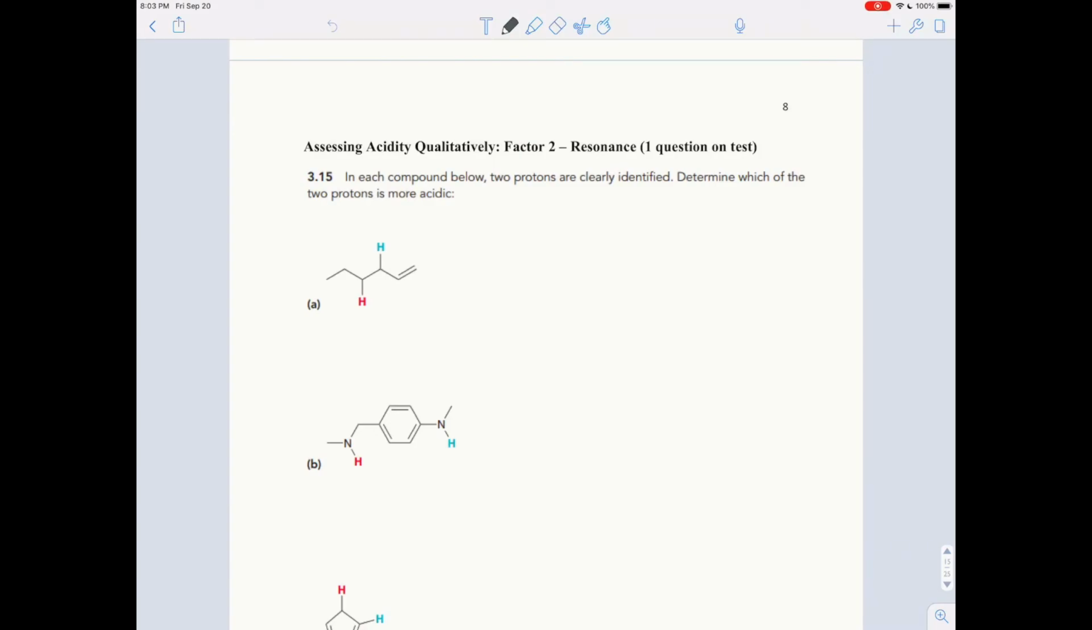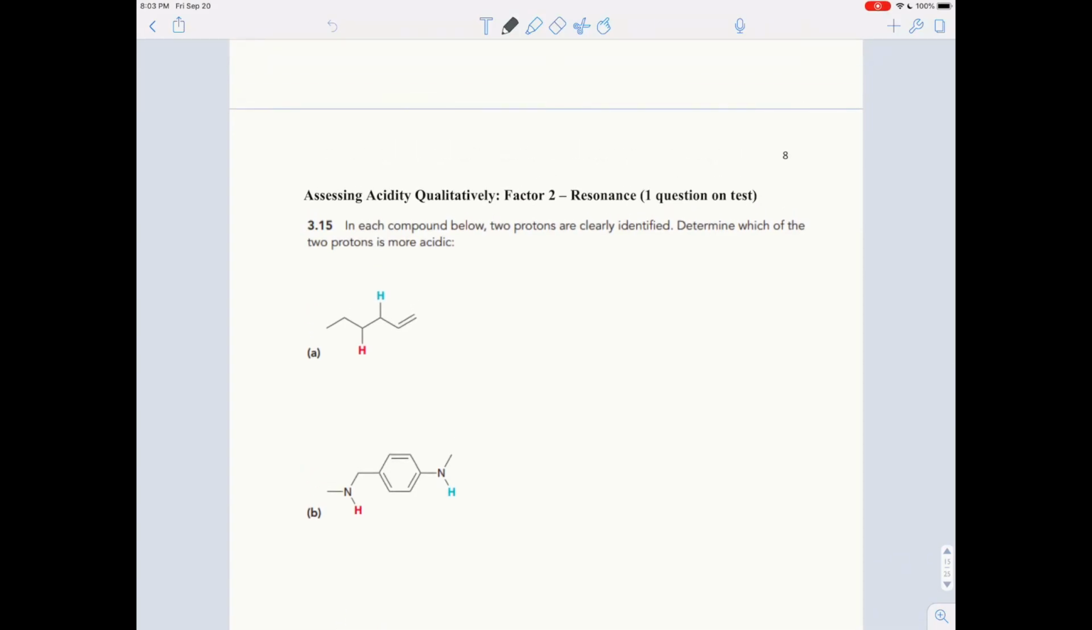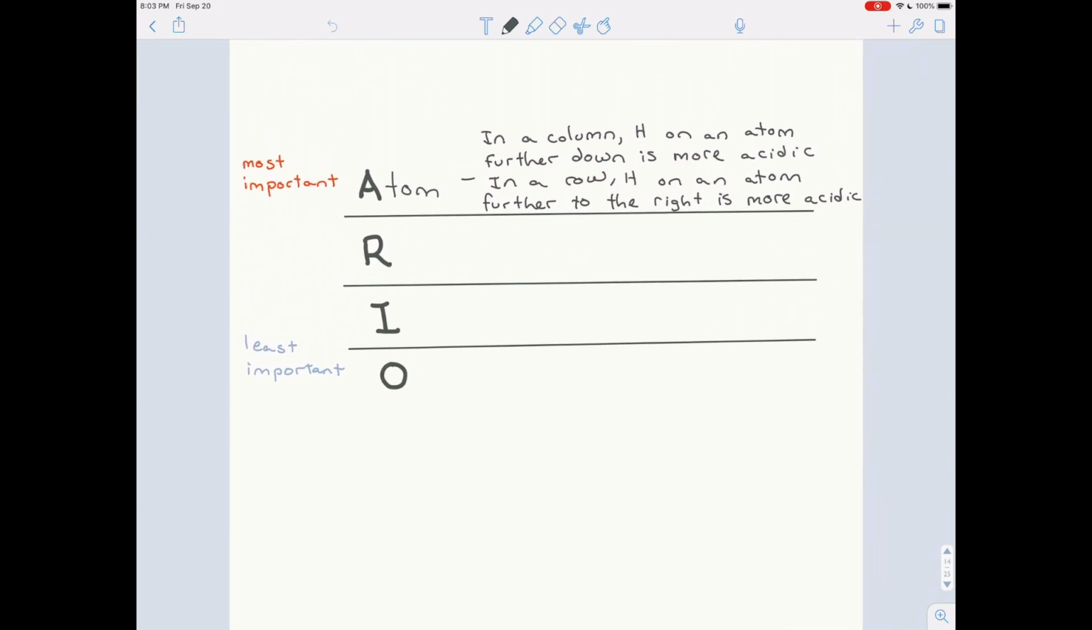In the video for exercise 313, we talked about the first of four factors that you want to consider when you're comparing two acids qualitatively, and you want to figure out which one is the strongest one. You don't have Ka values or pKa values available to you, so you can only use a qualitative rule of thumb, four factors that will tell you which hydrogen is more acidic, which hydrogen is more likely to come off of a molecule.